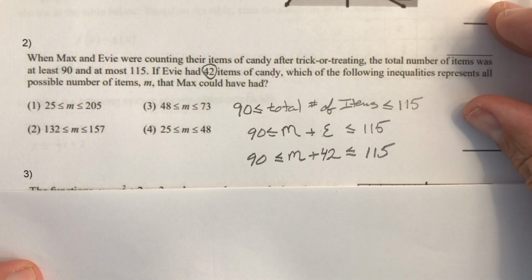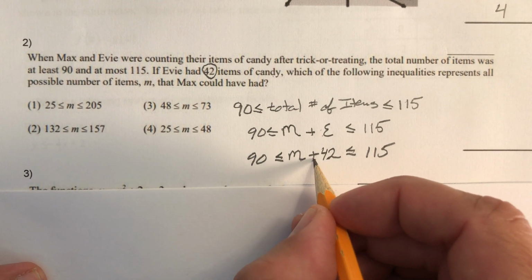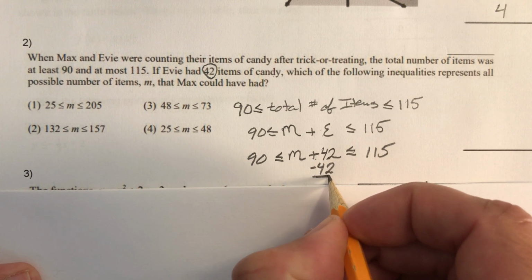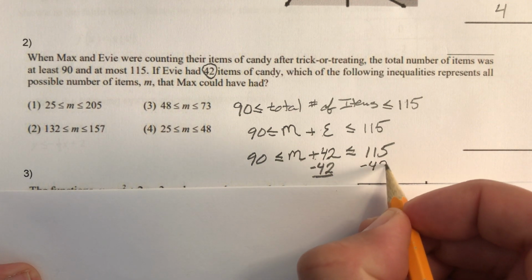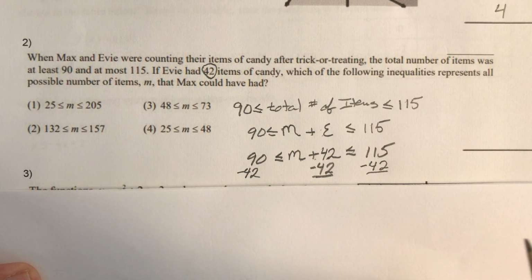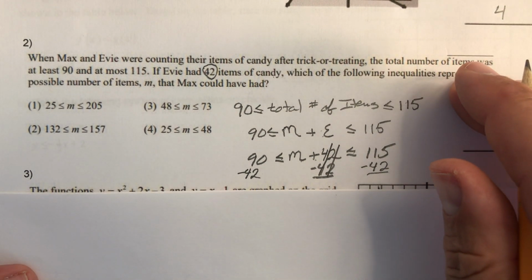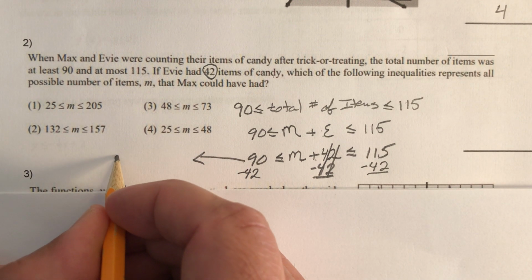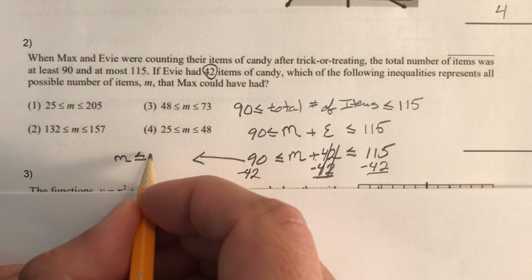All right, so this is a conjunction, and you can solve this like a regular inequality. So you can reverse this plus 42. You could say subtract 42. Now normally we'd say on both sides, but in this particular case, there's actually a third side here. And also, you have to subtract 42 to keep this inequality true. So that cancels, and all you have left in the middle is M by itself. And on the right, 115 subtract 42, that's 73.